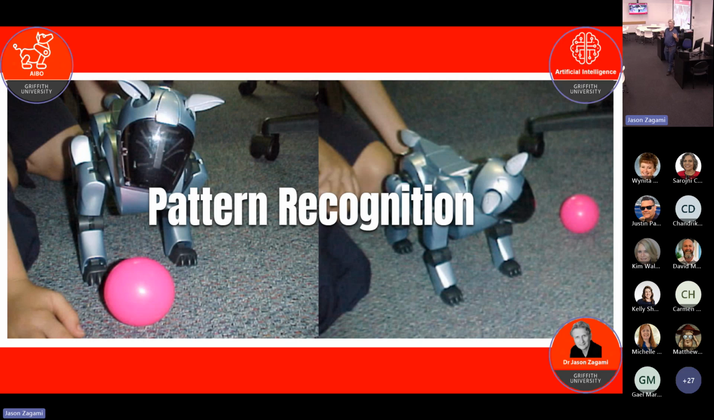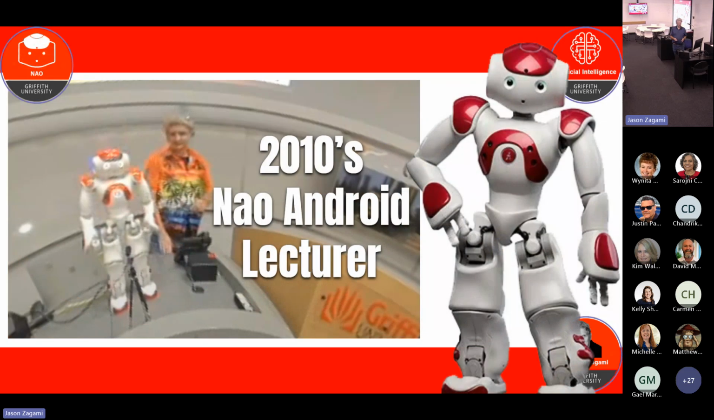So what I'm trying to establish here is that AI use is much broader than just generative AI and large language models. There's a whole scope of AI use. This was the next experiment when I became an academic, and this is the now Android. And I've used this to give entire lectures.